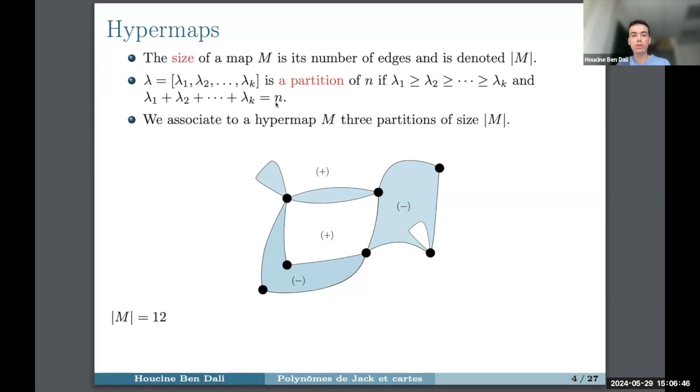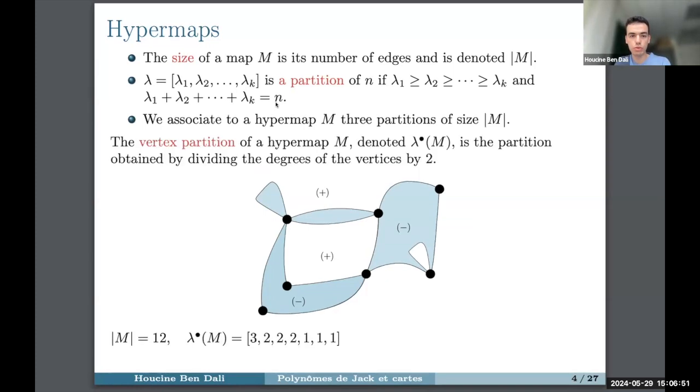So as in the talk of Victor, we can define many partitions. The first partition, we call it the vertex partition, which contains the information of the degrees of the vertices of the map. You can notice that in the hypermap, the vertex has always even degree, because when we turn around the vertex, colors plus and minus alternate. So what we will do is take all the degrees of the vertices, divide them by 2, and then reorder them to obtain a partition.